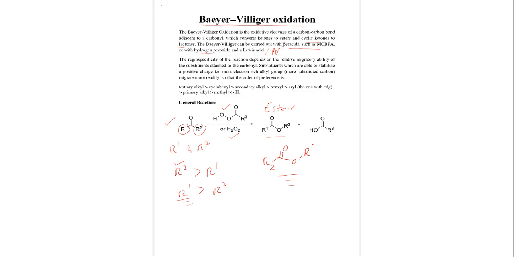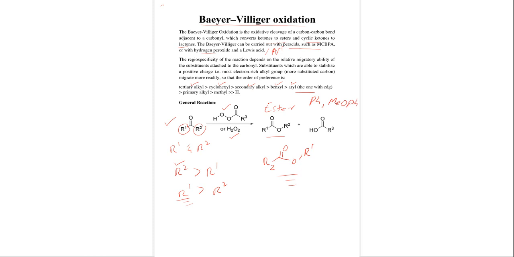So the migratory ability depends upon the structure of the substituent attached to the carbonyl functionality. So the migratory aptitude will be like this. Tertiary alkyl group will be migrated first, then cyclohexyl, which is much more than secondary alkyl, then benzyl and aryl.